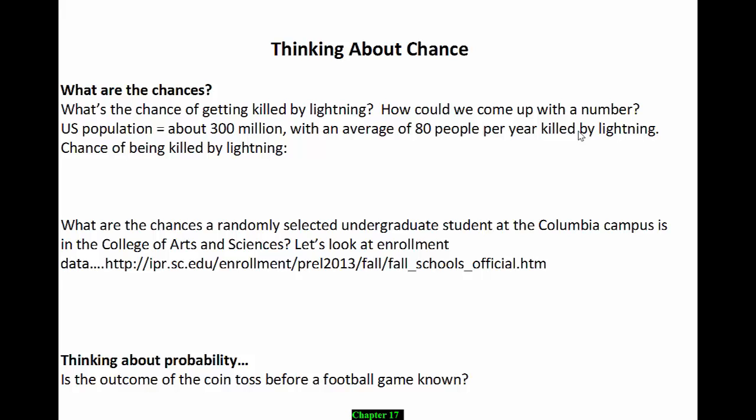Chapters 17 and 18 talk about probability. And the first way that we like to think about that is by thinking of the word chance. So chapter 17 is thinking about chance. Let's motivate this with some examples.